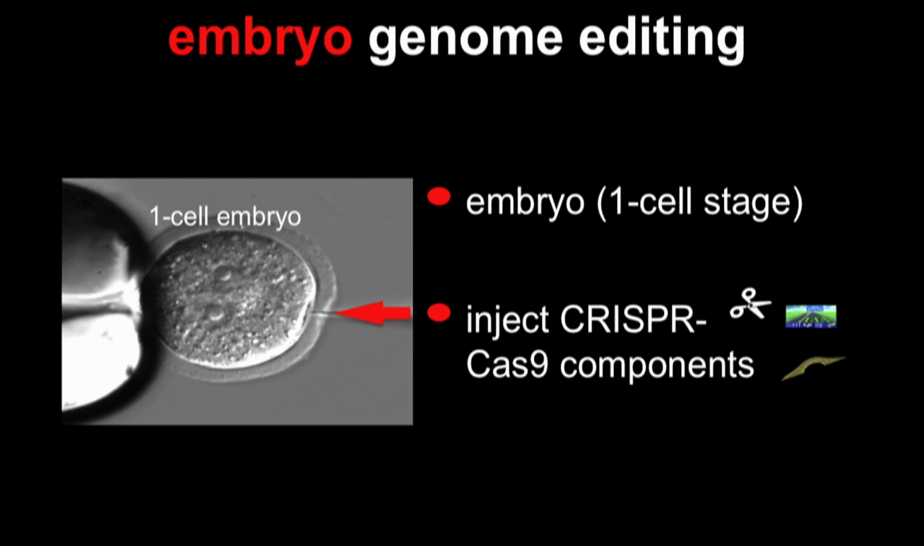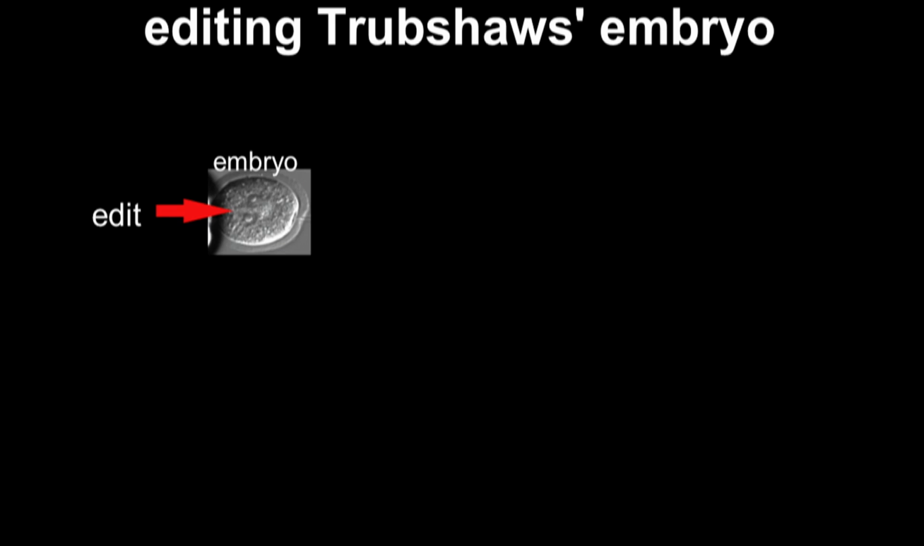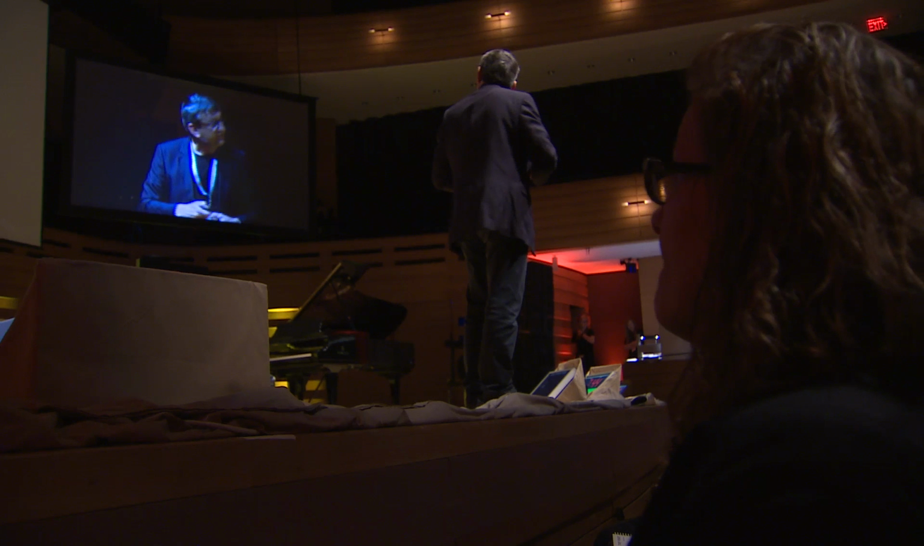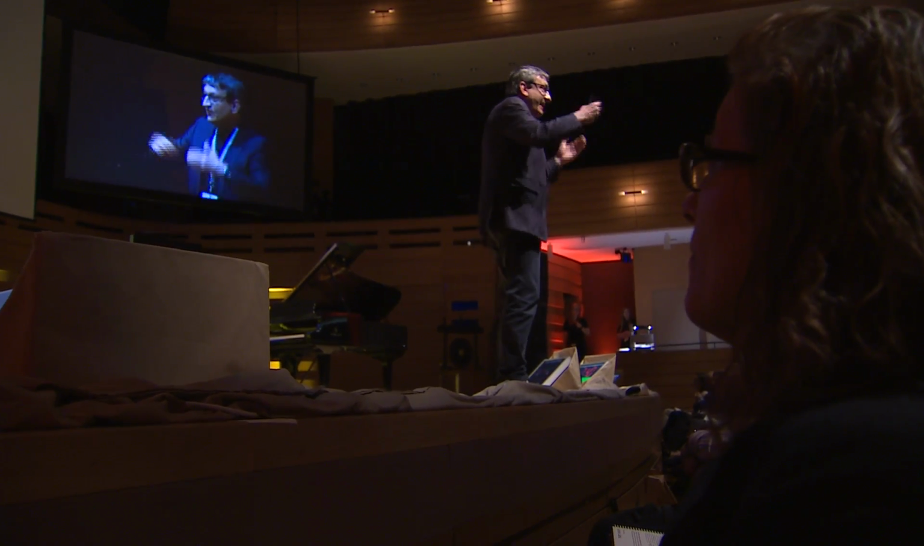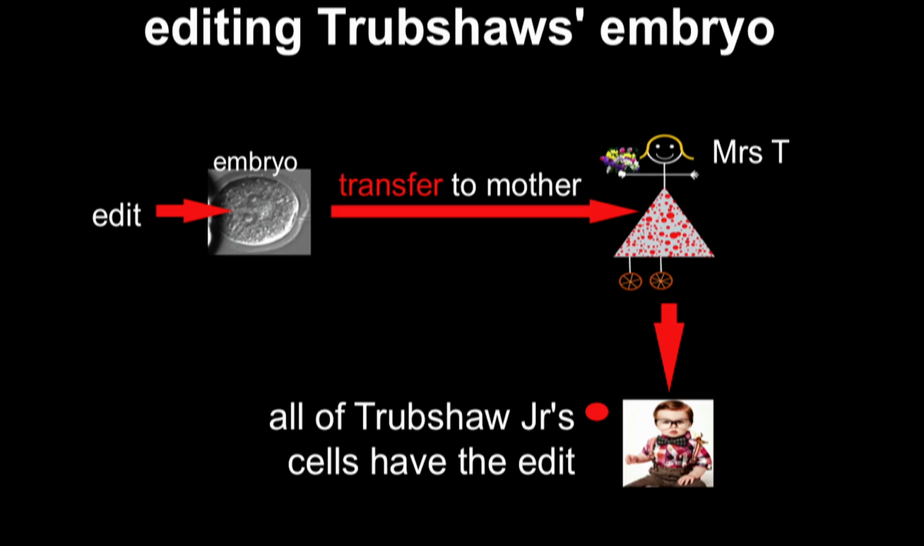And what that means is that if we now transplant the embryo, if it's Trubshaw's embryo, perhaps into Mrs. T, and she carries the pregnancy, now all of the cells of Trubshaw Jr. when he's born contain that edit, so he will not be predisposed to the same heritable condition.